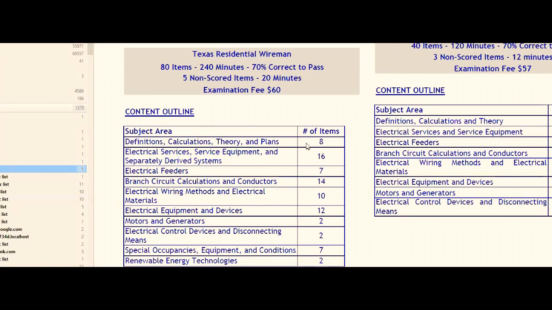Okay. All right. You know which one I had a problem with? It was electrical feeders. Feeders, yeah. You got 7 of those. You think the Ohm's law stuff is pretty easy for you, or no?